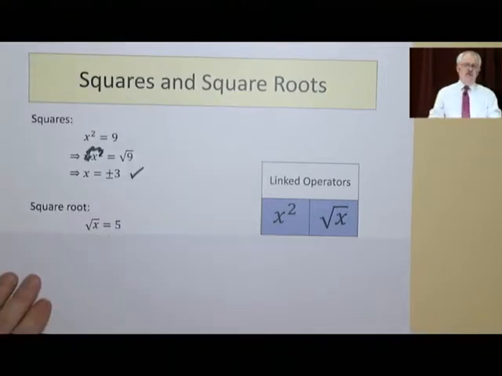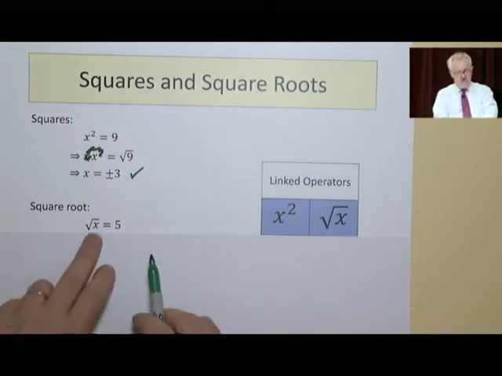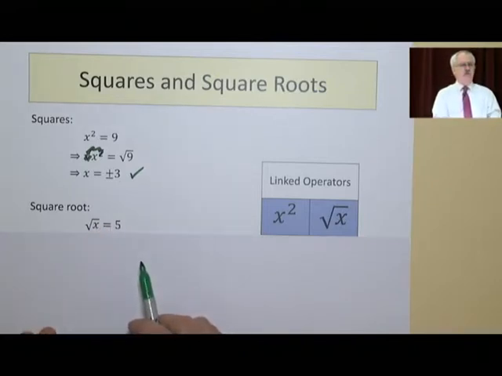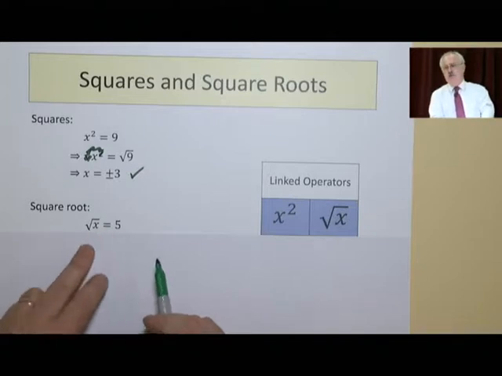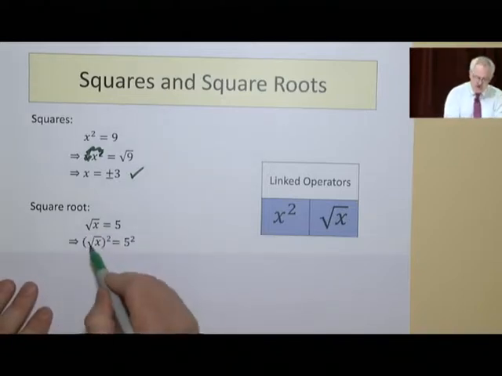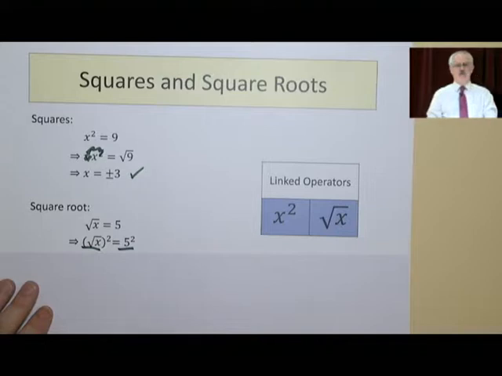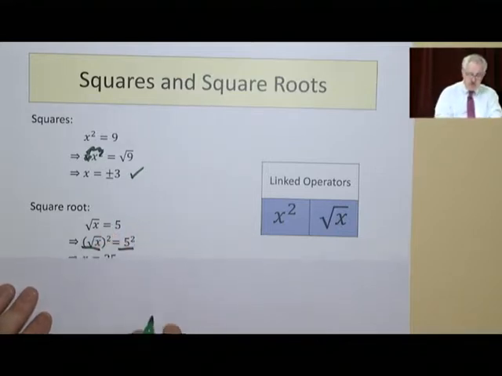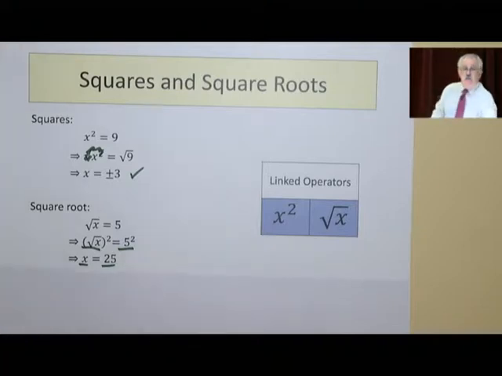Similarly, if somebody says the square root of x is 5, I don't like the square root there. The opposite of a square root would be to square it. So if I square both sides, the equation still holds. And the square of a square root, x is 25. You knew this.